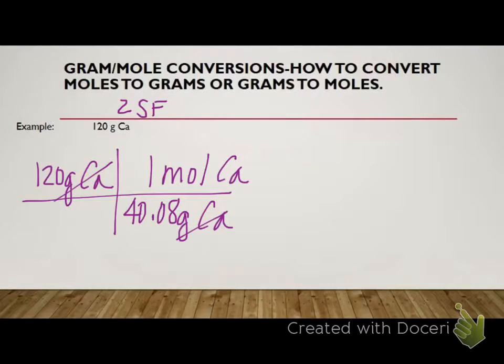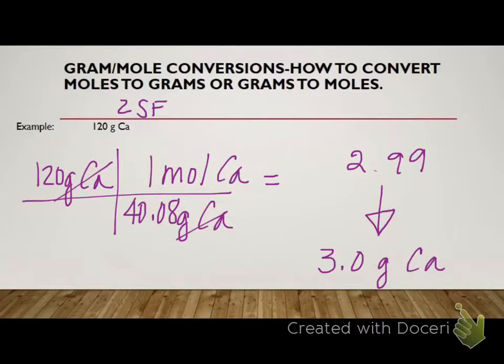So now this cancels out. Okay. And then I have a number on the top, number on the bottom. So what do I do? I divide. If I divide that, I get 2.99 and some change. But I need two significant figures, so I would report that as 3.0 moles of calcium, because I canceled grams, okay?